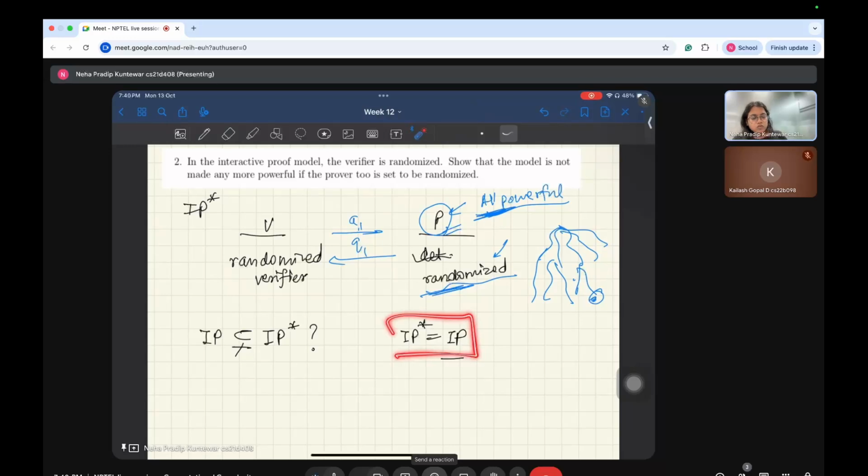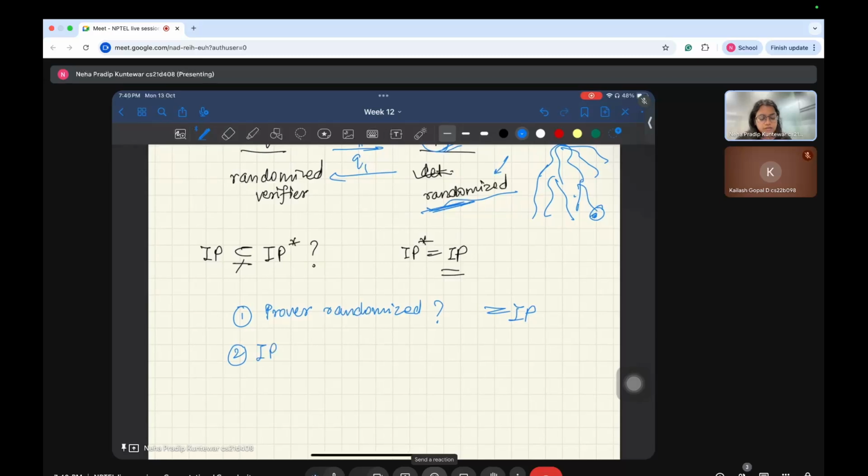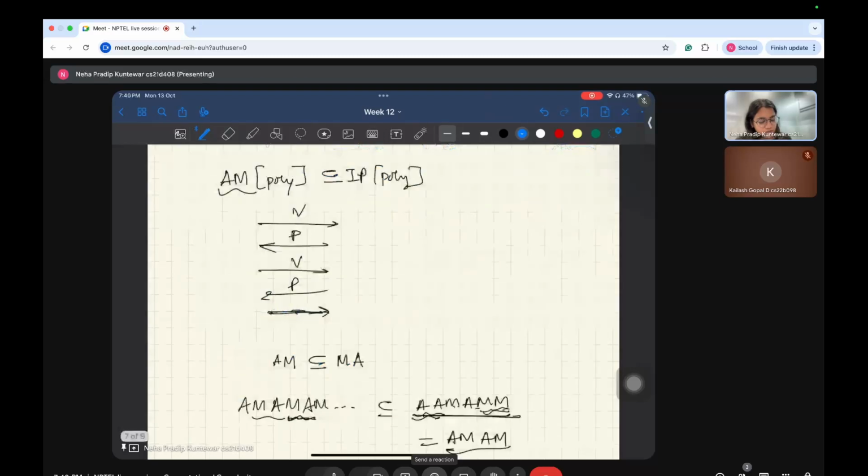The other natural questions that arise with respect to the model: one is why are we only making the verifier randomized? Why can't we make the prover randomized? Well, if we do, it's still as powerful. So if the prover is randomized, then it's the same as IP. Another question to ask here is, when we defined IP, there were certain success probabilities or error probability that we associated with it. So what was that?